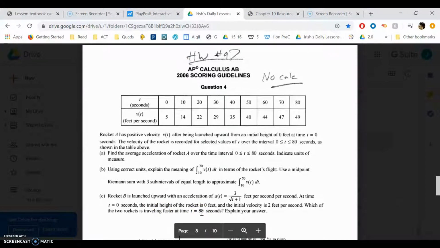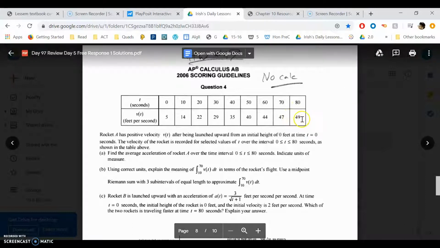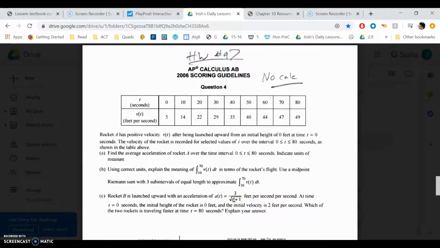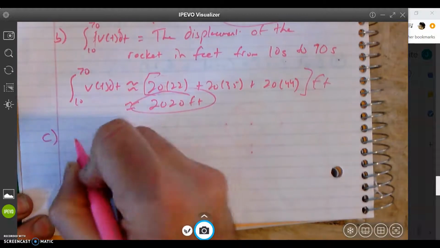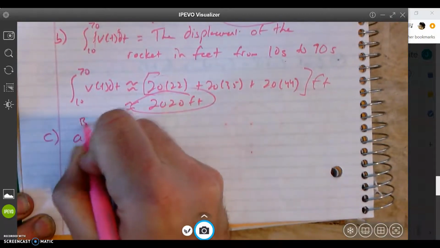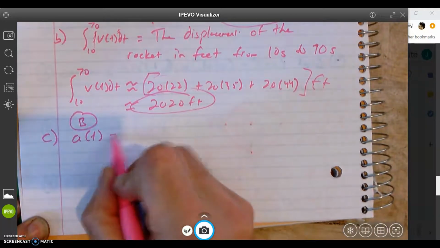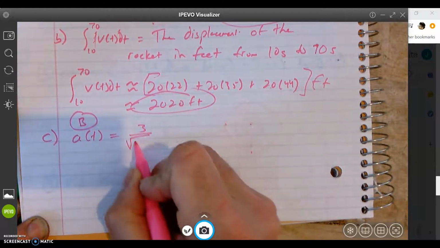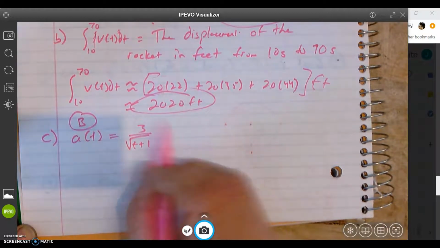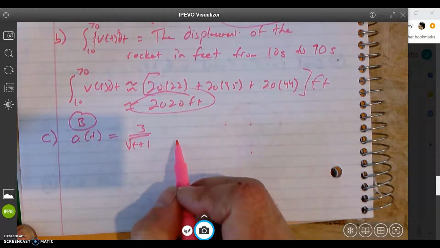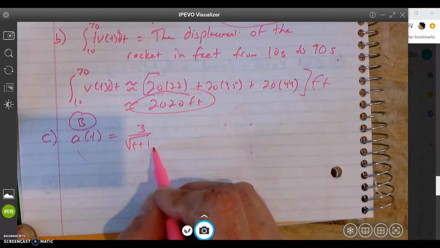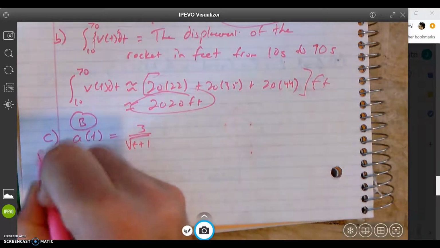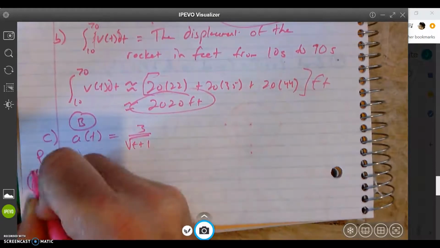Uh-oh. So at t equals 80, we have rocket A going 49 feet per second. What is going on with this rocket B? That's what we've got to find out. No problem. So a of t, this is rocket B, a of t equals 3 divided by radical t plus 1. So we've got to figure out what the velocity is at t equals 80.